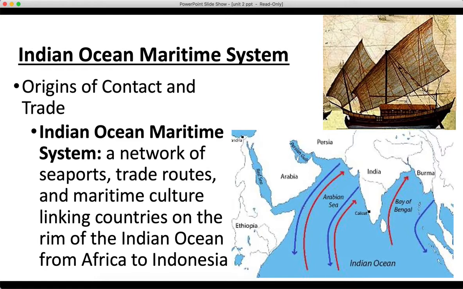So we know that all the way back to Unit 0, our ancient civilizations, Mohenjo-Daro and Harappa, with the Indus River Valley civilization, they were partaking in the Indian Ocean Maritime System, right? So this is an incredibly ancient system. We're just starting to talk about it now, but this has been a continuity, right? The people have been doing trade in the Indian Ocean for a long time.